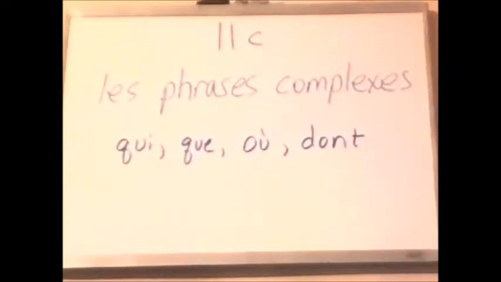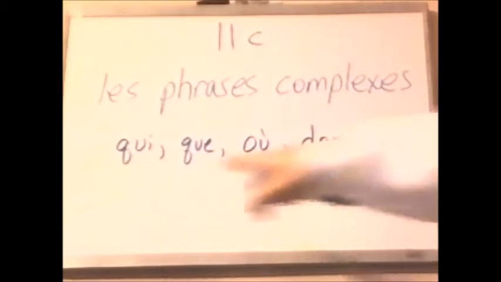Complex sentences are simply sentences that are composed of more than just a subject and a verb. And we have already seen several different types of sentences combined with our relative pronouns in French. And so today we will be reviewing complex sentences with relative pronouns.